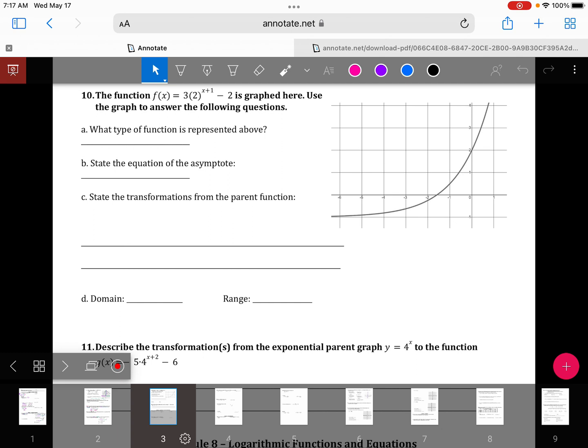Alrighty, so we're gonna do this second page and do kind of one from each category on the second page in your review packet. So you might want to get the review packet out.